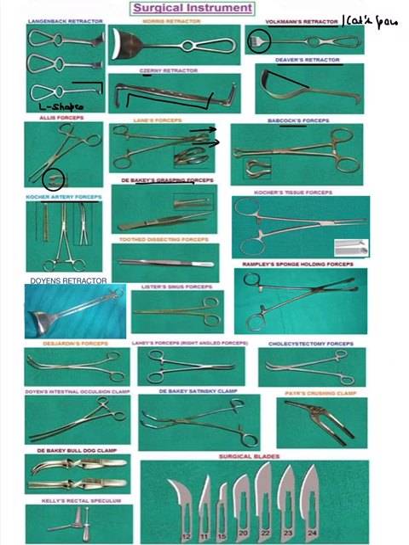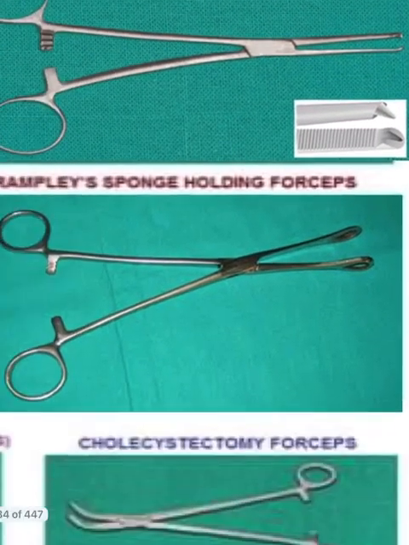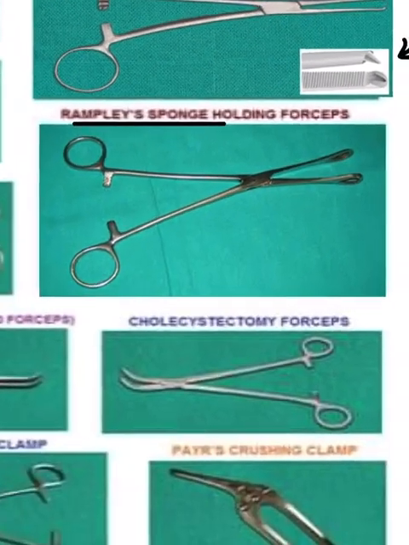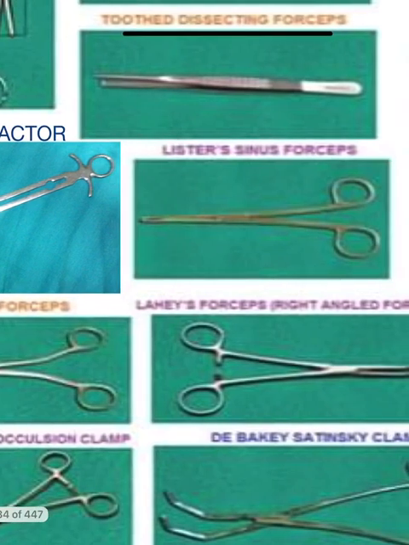Okay, then this is the DeBakey grasping forceps. This is the normal toothed dissecting forceps. This is very common guys. This is the Kocher tissue forceps. You can see guys, this Kocher tissue forceps, how is the end guys? Then this is the Rampley's sponge holding forceps. You see the end guys, in order to hold the sponge, and there is no serration because we don't need such a good grip. Okay, then what are the other instruments that are important guys?